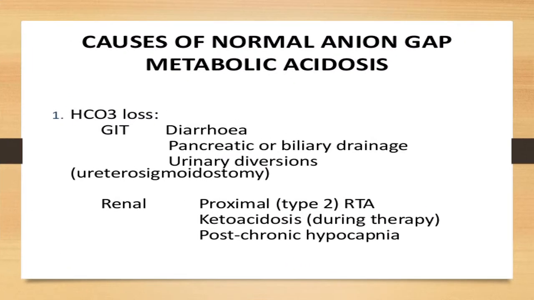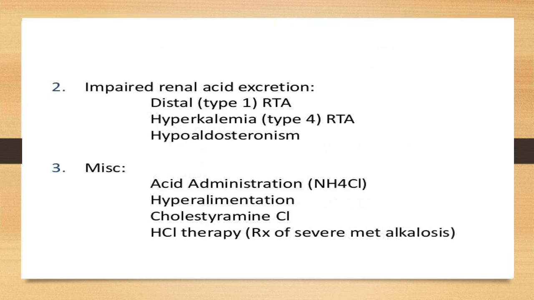Causes of normal anion gap metabolic acidosis: bicarbonate loss, that is gastrointestinal causes like diarrhea, pancreatic or biliary drainage, urinary diversions, and renal proximal type 2 RTA, ketoacidosis during therapy, post chronic hypocapnia. And impaired renal acid excretion, distal type 1 RTA, hyperkalemia, type 4 hypoaldosteronism, and miscellaneous acid administration, that is hyperalimentation, cholestyramine, and hydrochloride therapy, that is the treatment of severe metabolic alkalosis.